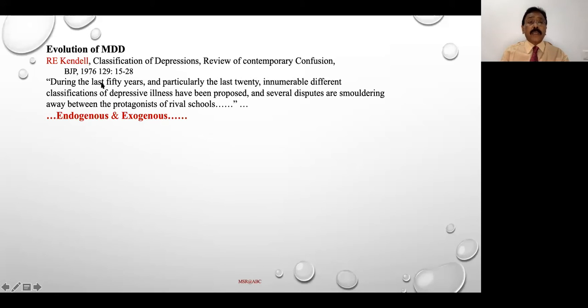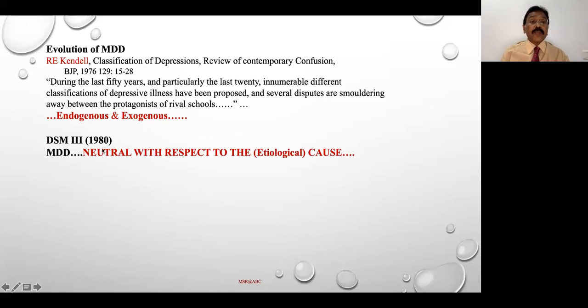He made this statement: in the last 50 years, particularly in the last 20, innumerable different classifications of depressive illness have been proposed, and several disputes are smoldering away between the protagonists of rival schools. In the same article, he predicted that for a long time to come, only this classification, endogenous and exogenous, is going to be standing and valid. This is what Kendall said in 1976. But within 4 years, DSM-III came out with a completely revolutionary change in the concept of depression, introducing major depressive disorder.